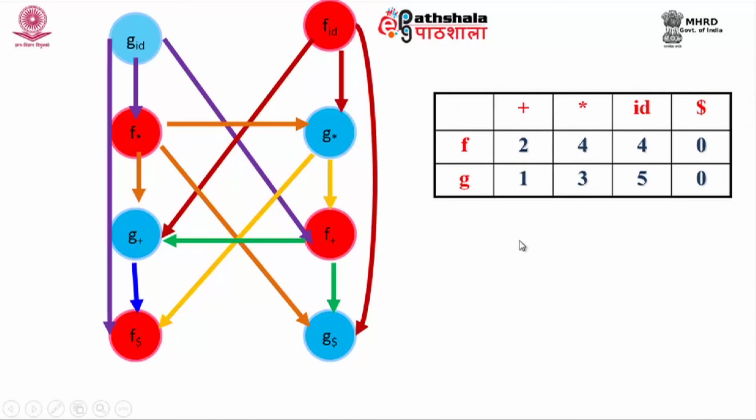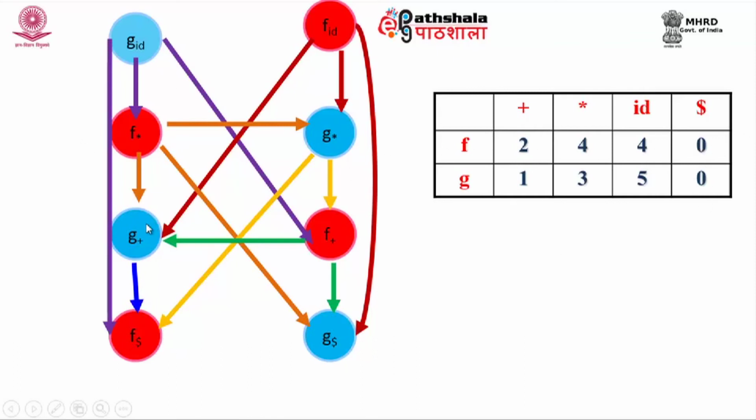This table is going to be the longest path for F plus, the longest path for F star, F ID and F dollar. Similarly, G plus is the longest path originating from G, G star is the longest path originating from G, G ID is the longest path originating from G. So that will be 5. For F dollar, there is no out degree, and there is no out degree for G dollar, therefore it is 0. That is actually understood.